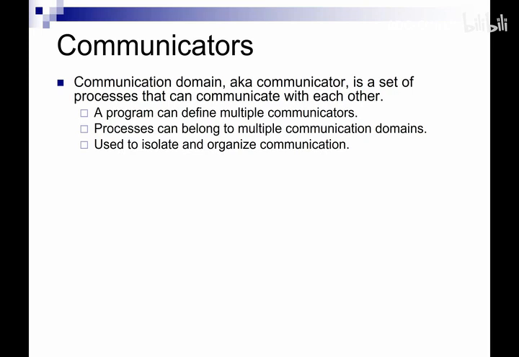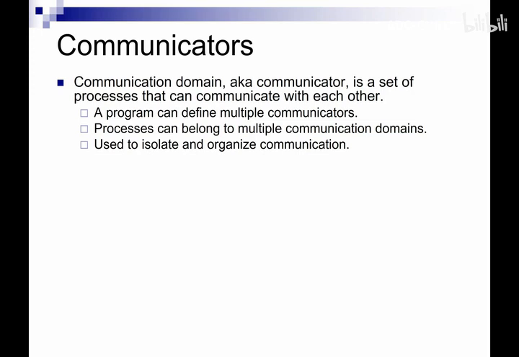When you write a program, you can actually have multiple communicators. You can take your processes and break them into multiple groups, and then each group can communicate with each other. But one process can actually lie in several groups at the same time. And the reason that we want to have these communicators is to help organize our communication.